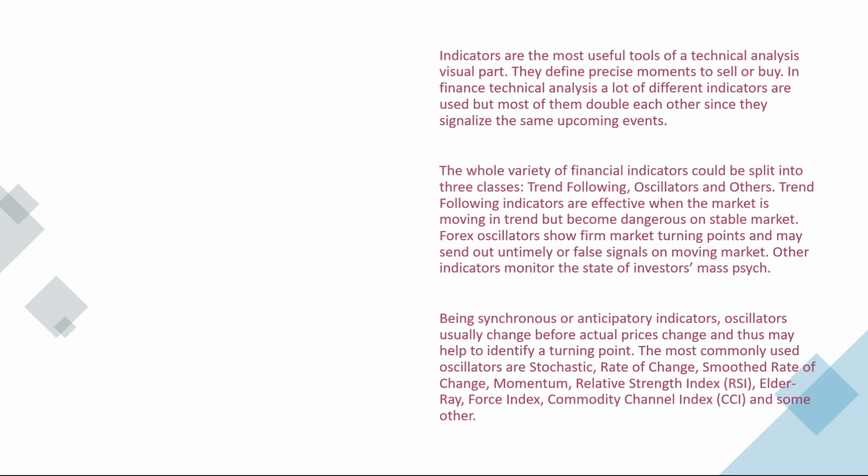So indicators are the most powerful, useful tool in technical analysis. They define precise moments to buy or sell. Like I said, alerts. In finance, technical analysis, a lot of different indicators are used, but most of them double each other since they signal the same upcoming events. A whole variety of financial indicators could be split into three classes: trend following, oscillators, and others. Yeah, that's an easy way to do it.